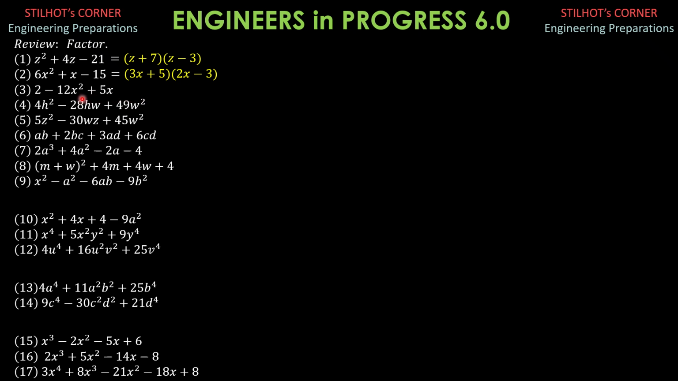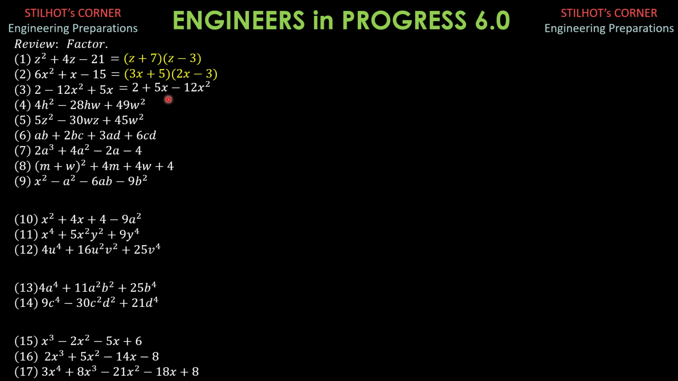So we rewrite this as 2 plus 5x minus 12x squared, and again we factor this by trial and error. So of course the factors of 2 are 2 and 1, and for negative 12x squared, 2 and 6, 3 and 4. So let's have the middle term be positive 5x.